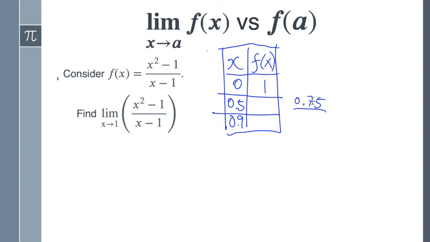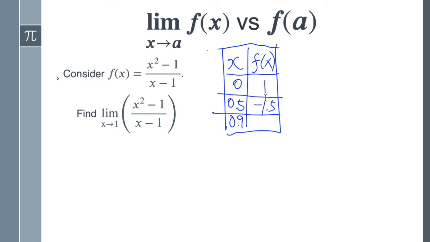Okay, all over 0.5 minus 1 is negative 0.5. And the numerator, I think this should be negative. So this will become negative 0.75 divided by negative 0.5. So the answer is 1.5. Okay, so the answer here is 1.5.